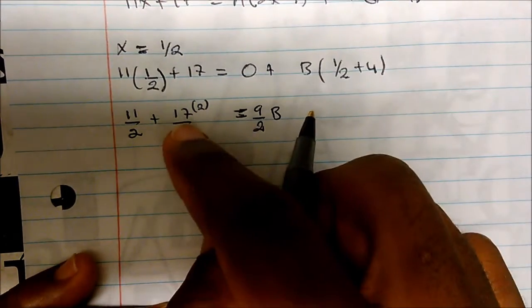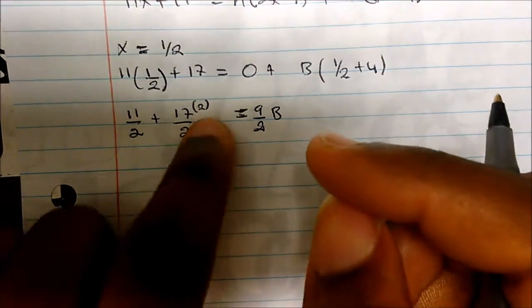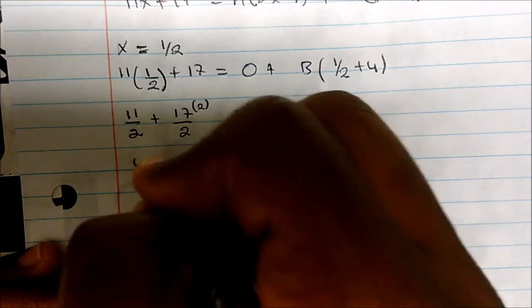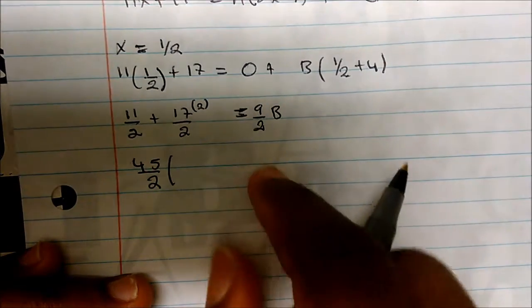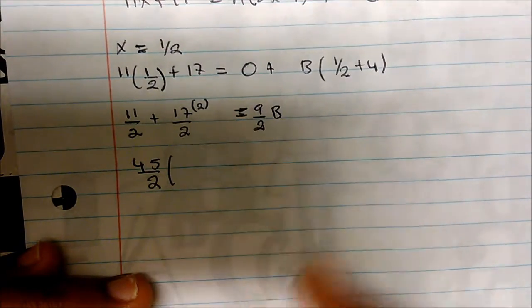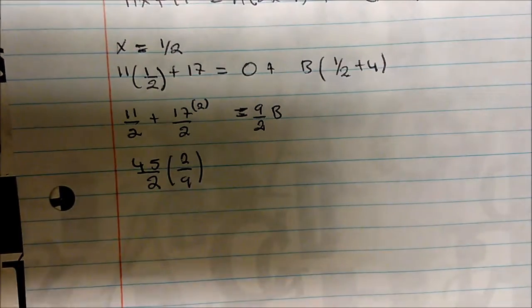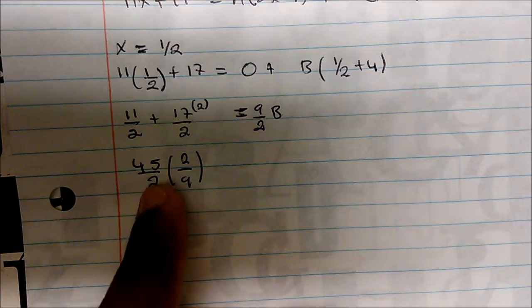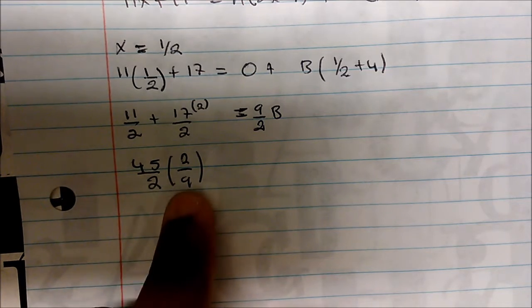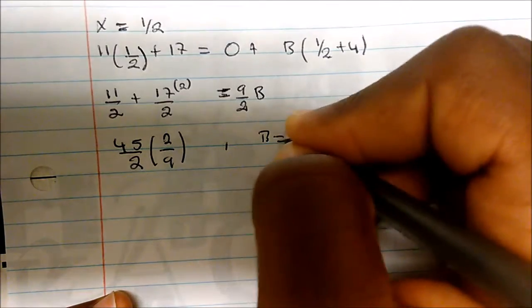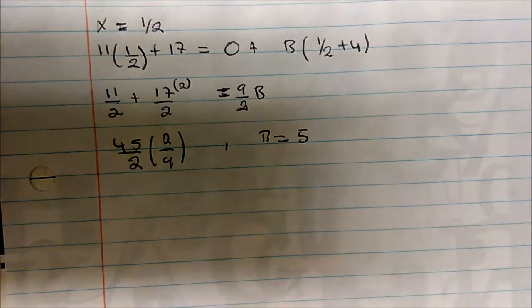And so if I simplify this more, 2 times 17 is 34 plus 11, so this looks to me as if it's 45 over 2. And if you want to solve for b, all I do is multiply by the reciprocal on both sides. So I'm just multiplying by 2 over 9. Okay, and 2 times 45 is 90, 90 divided by 18 happens to be 5. So therefore, in this case, we know that b is equal to 5.